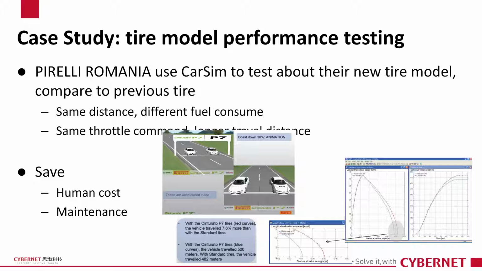The next case is Pirelli. Pirelli used CarSim to test a new tire model. There are two testing procedures: the same distance to compare the fuel consumed, and the same throttle command to compare the travel distance. We can imagine that if we wanted to test this in the real world, we would need two teams to maintain the vehicle condition, doing their best to make sure the vehicle shows no difference except for the tire.